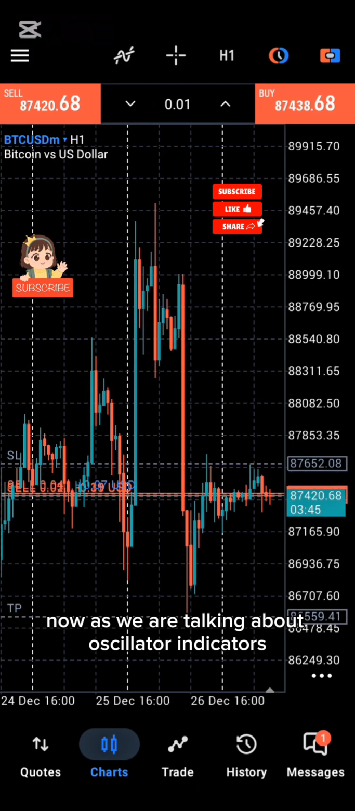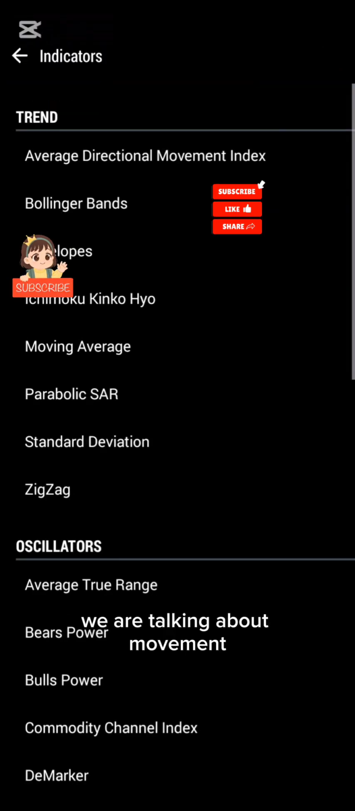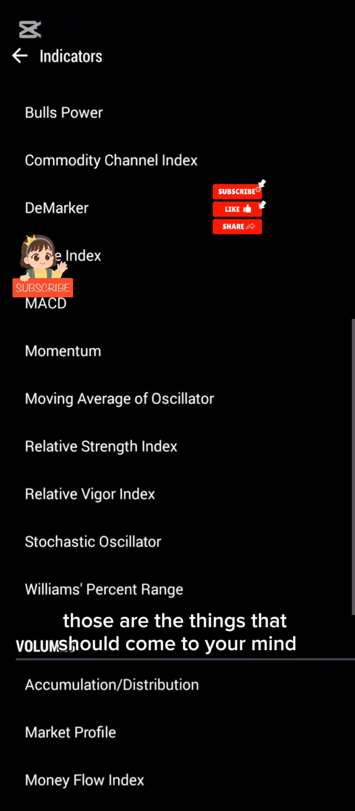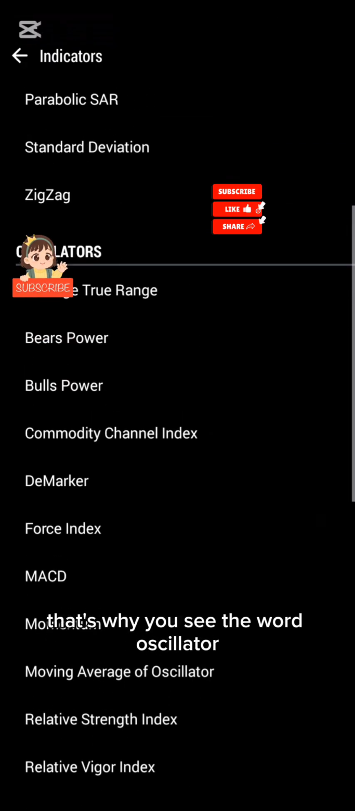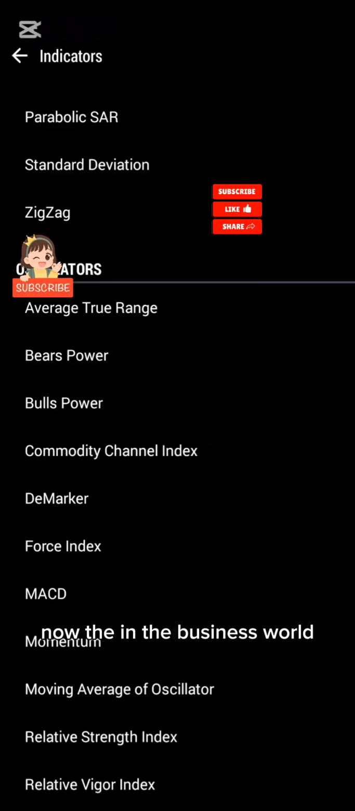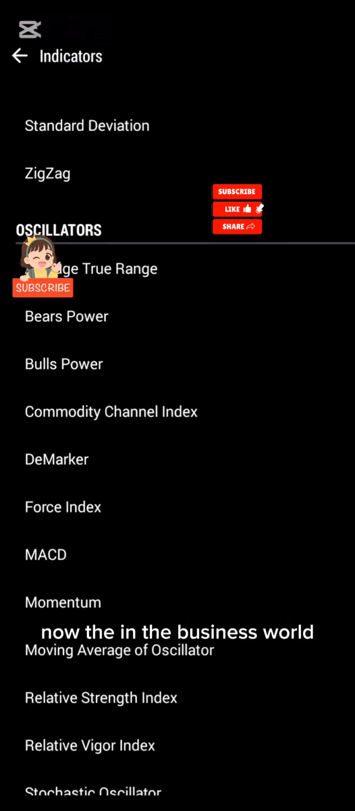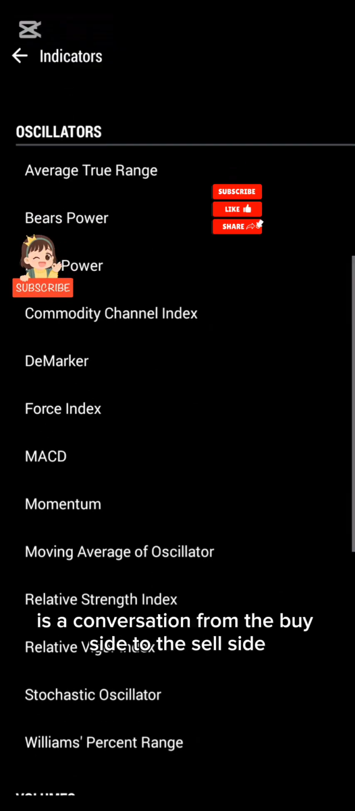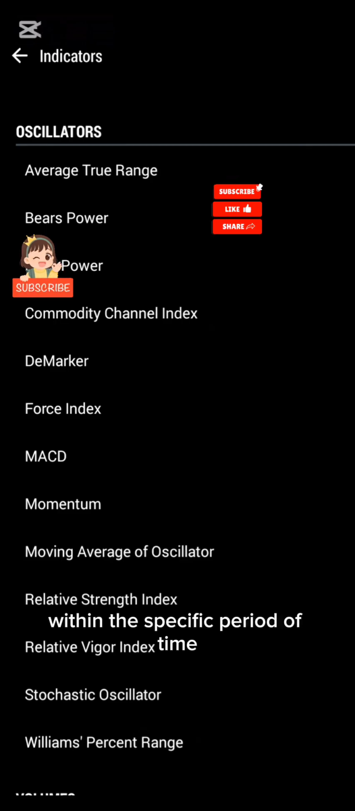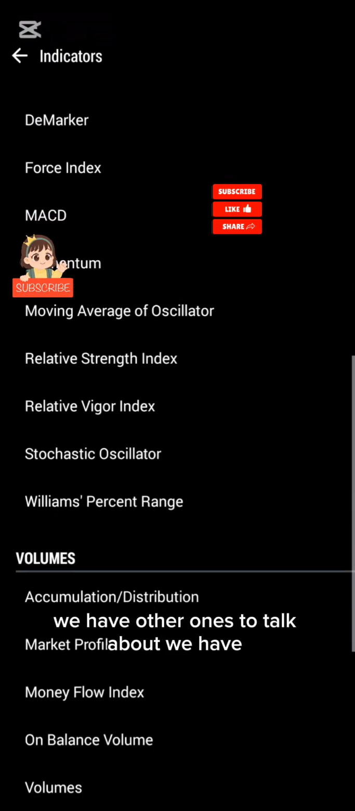Now, as we are talking about oscillator indicators, there's one thing that should come to your mind. We are talking about movement, momentum. Those are the things that should come to your mind. That's why you see the word oscillator, talking about conversion of energy. Now in the business world, it is a conversion from the buy side to the sell side within a specific period of time. So moving back to the oscillator menu, we have other ones to talk about.